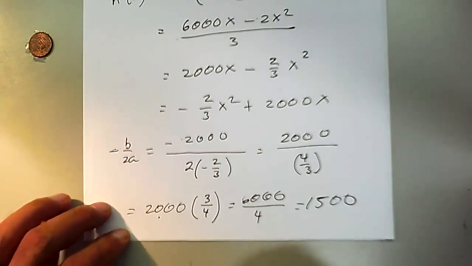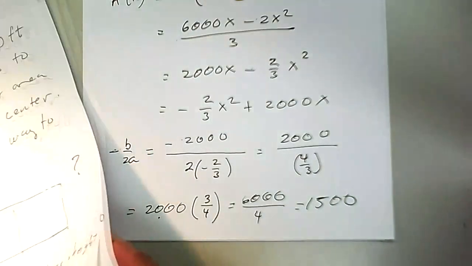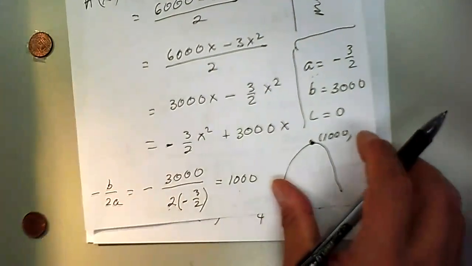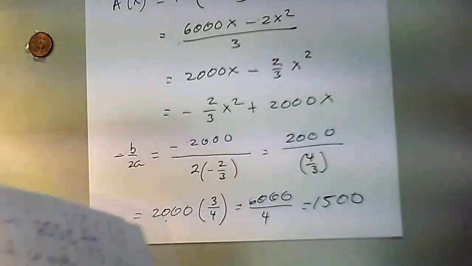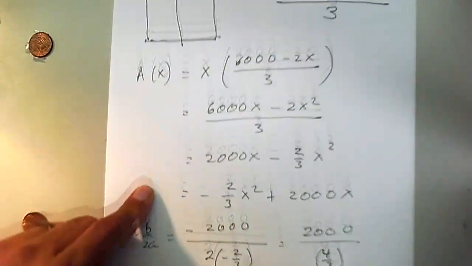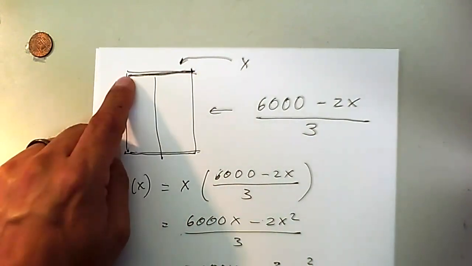And you may be thinking, wait a minute, isn't the answer x equals 1,000? That's what we got here, 1,000. Well, it depends how you set it up. We got 1,500 for x, but x is the top.